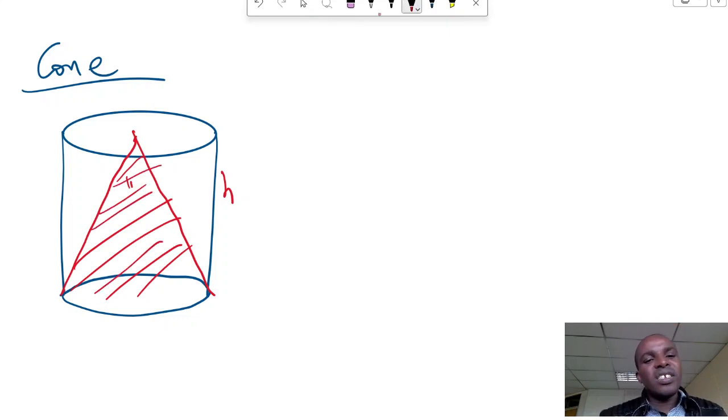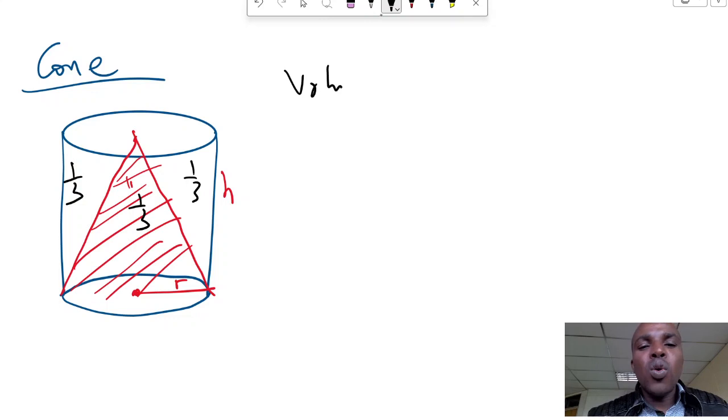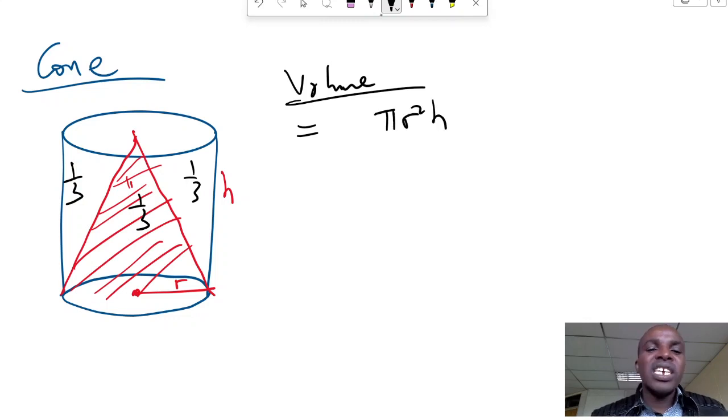This is a cone inside there, in a cylinder with radius r and height h. Right, so if you can check, this cone is actually part of the cylinder. This cylinder has been divided into three parts. This part is 1/3, this one is 1/3, this part is 1/3. So there are three parts, which means the volume of a cone is found from the volume of a cylinder. Volume is equal to the volume of a cylinder, that is pi r squared h, divided by 3. So it's 1/3 of the volume of a cylinder, which means 1/3 pi r squared h. That's the volume of a cone. Take note of that part. Then number 2, that's the volume of a cone.